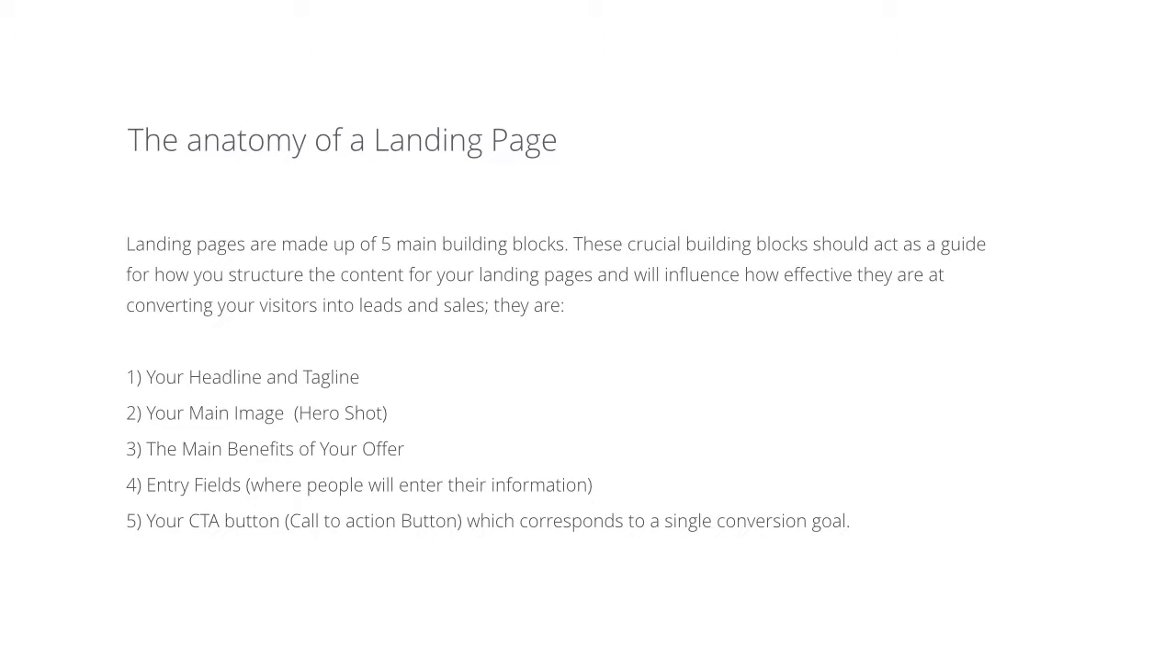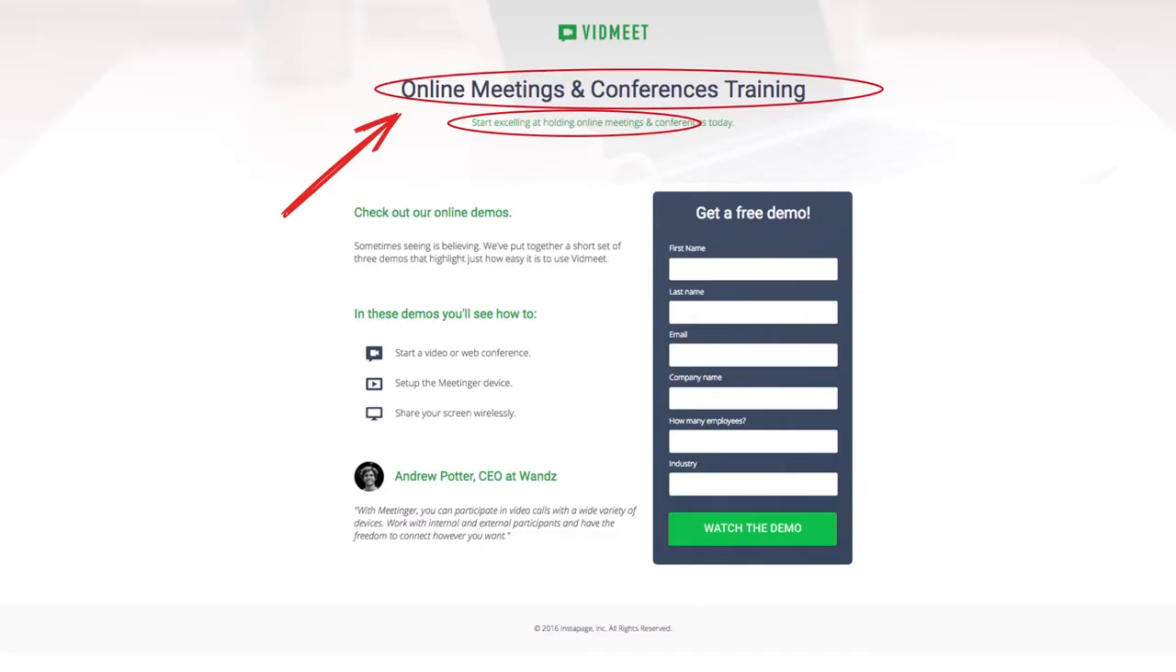Landing pages are made up of 5 main building blocks, and these crucial building blocks should act as a guide for how you structure the content of your landing pages, and they will influence how effective they are at converting your visitors into leads and sales. Now, they are as follows.